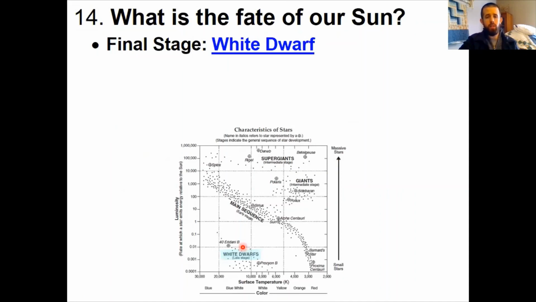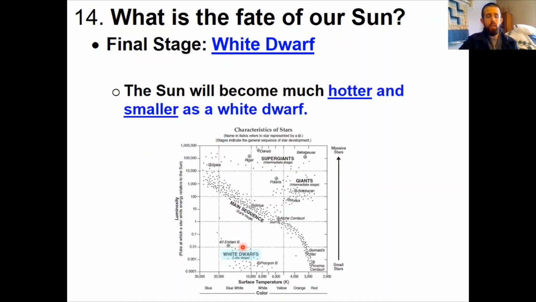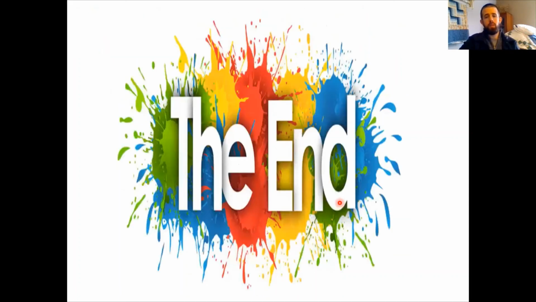And then finally, the sun will go towards the white dwarf stage. As a white dwarf, like I misspoke earlier, it will be hotter and smaller, small and hot, okay? That's the white dwarf stage. And that's it about the stars for today.